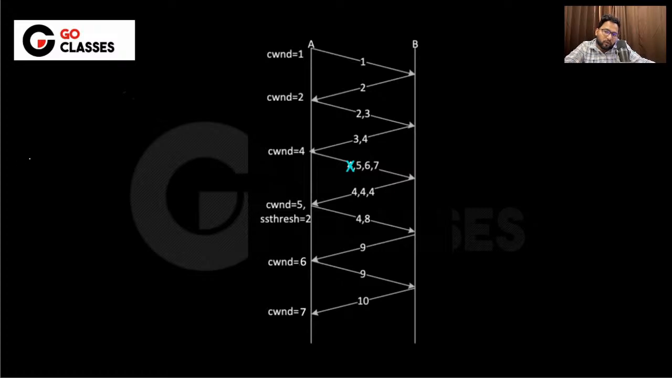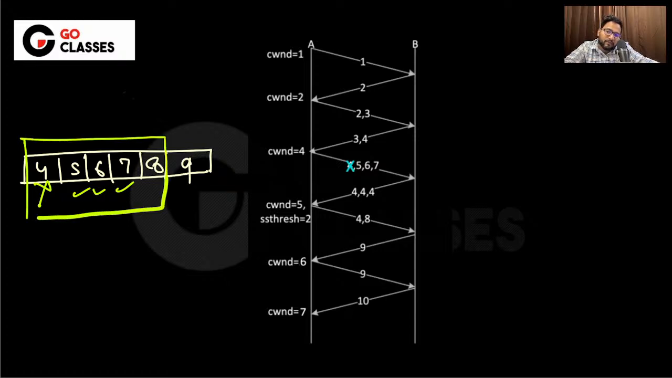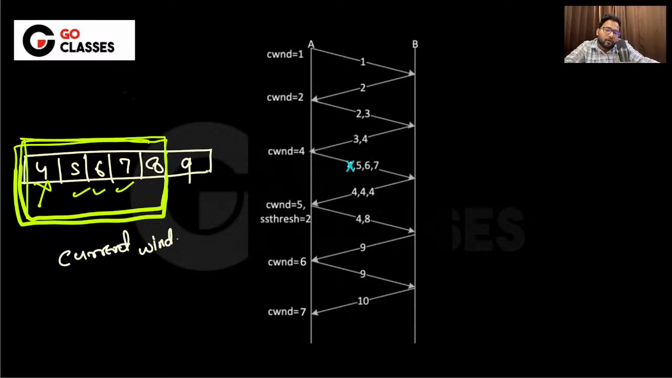Now you just see the window, and then you will understand this very clearly. So 4, 5, 6, 7, 8, 9, you have this data. I mean 1, 2, 3 also you have, but I'm not drawing it. So you see here that this 4 is lost, 5, 6, 7 has been received. At this particular point in time, the congestion window was 4. Now you have congestion window 5. So this is my congestion window, this is my current window. Is this okay to everyone, that this is the current window?